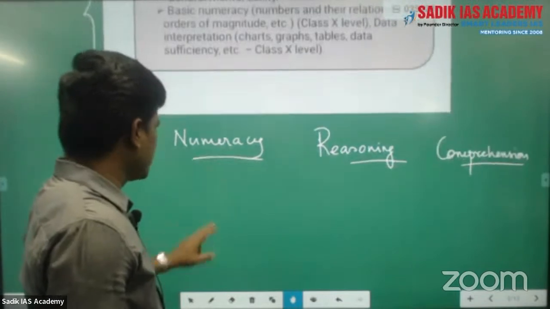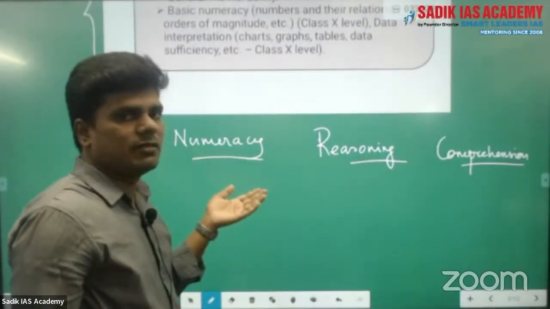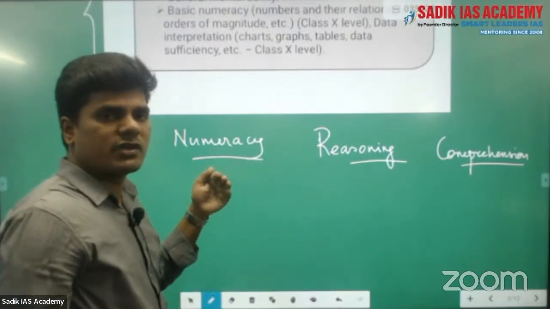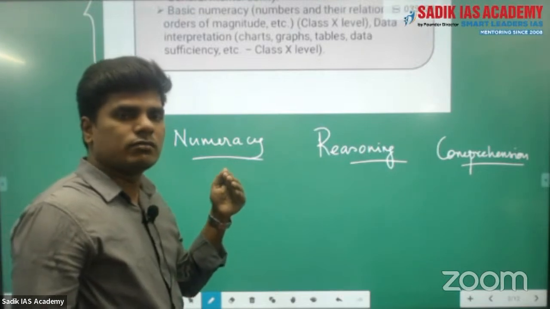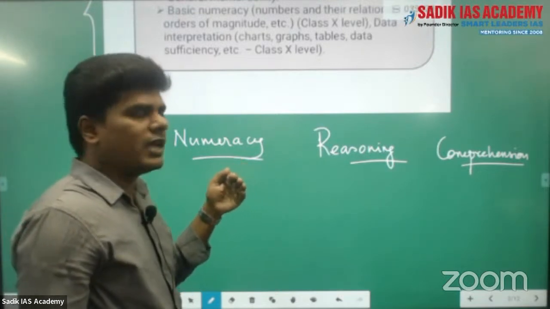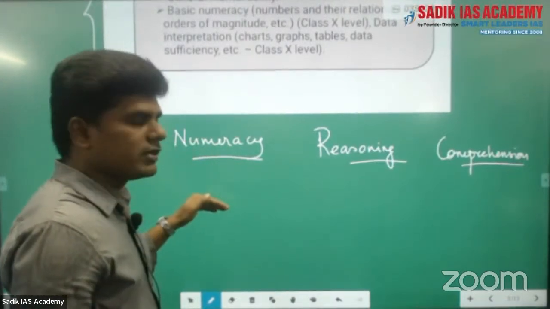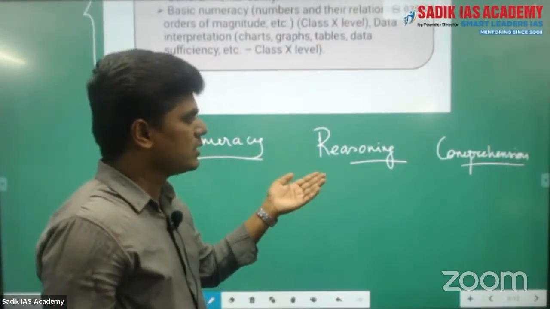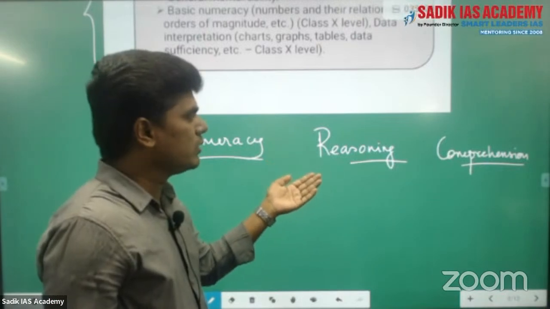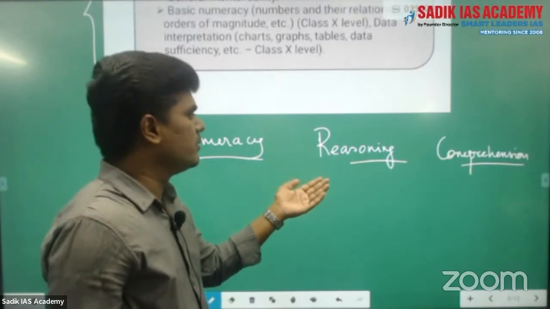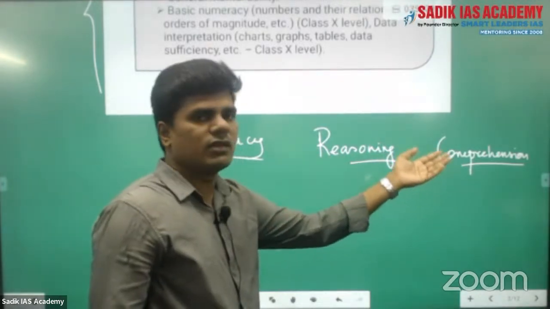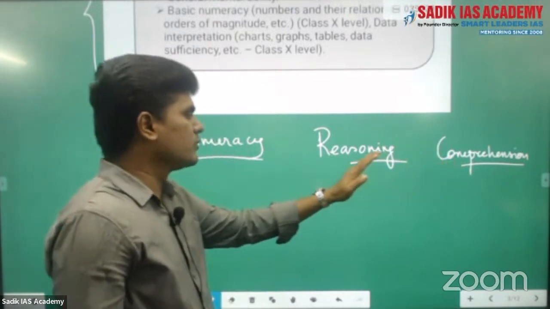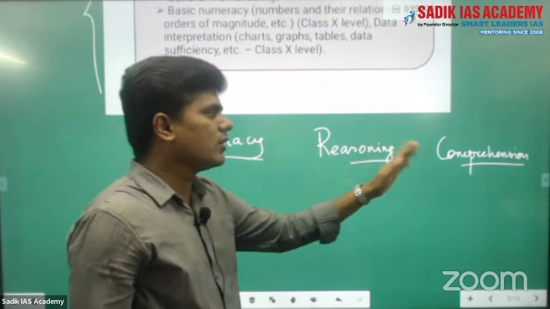So in the numeracy part, you will be studying the basic maths you have studied in school, like average, percentage, profit and loss, permutation, combination, and so many topics of basic maths. In reasoning we will be discussing sequence, series, coding, decoding, syllogism, and so many things. And in comprehension, they'll give a passage, you have to understand it, and they'll ask questions based on the passage, which you have to answer. So this is numeracy, reasoning, and comprehension.